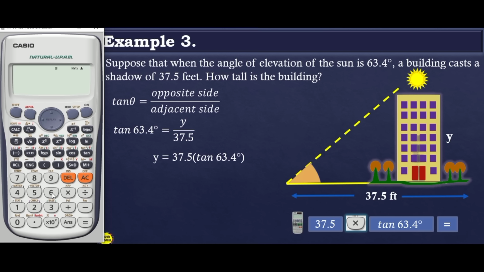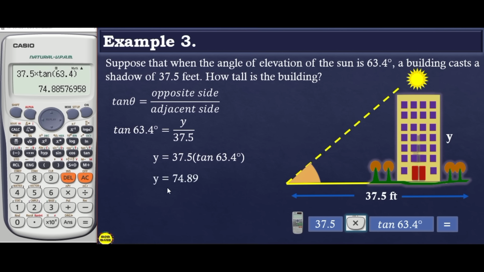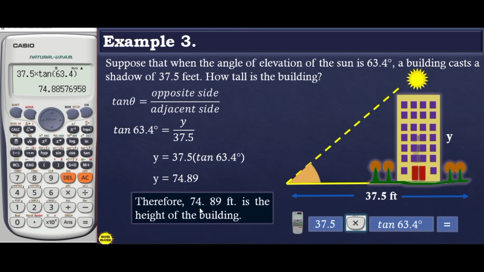So, using your calculator, you type 37.5 and then times, okay, your multiplication button, times tangent 63.4. Okay? Don't forget to close. And then, equals. Okay, so we have 74.89. Okay, so therefore, your y is equal to 74.89. So, anong sagot natin? 74.89 feet is the height of the building. So, yun po yung height ng building since we represented the height of the building as y.